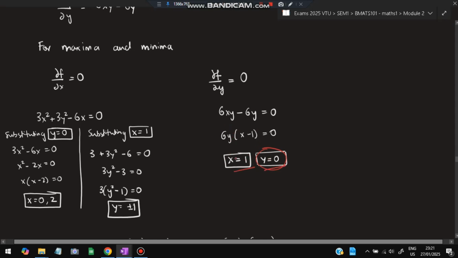Both these values we will substitute one by one. Y is equal to 0 we will substitute in this equation, so we'll get an answer for x values. Two x values we will get, and then we'll substitute x is equal to 1 in this equation, and we'll get two y values, which is plus and minus 1.